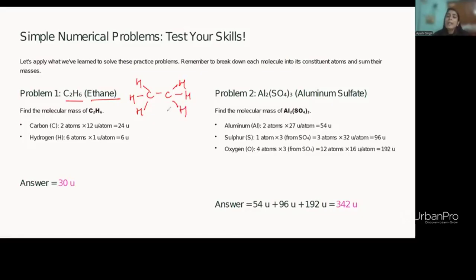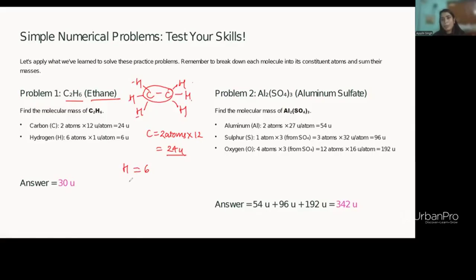So how many atoms of carbon are there? That is 2, right? 2 atoms. And what is the mass of one carbon? That is 12. So 2 into 12 would be 24U. So total mass of carbon in this whole compound is 24U. Now we'll figure out the mass of hydrogen. How many atoms are there? 6 atoms, right? 1, 2, 3, 4, 5, 6.